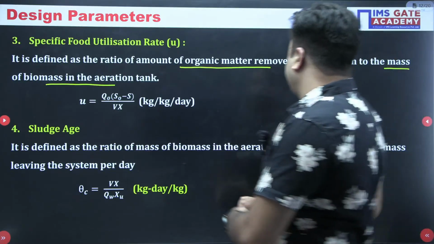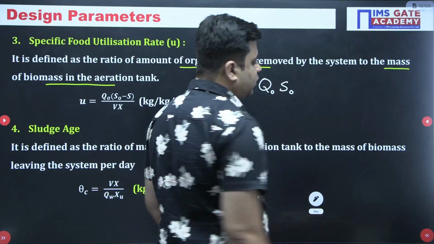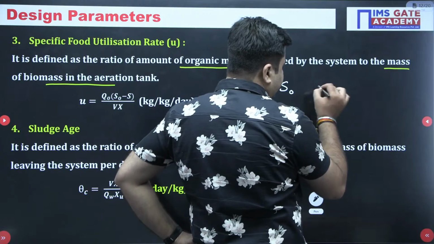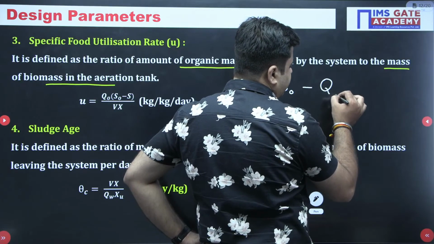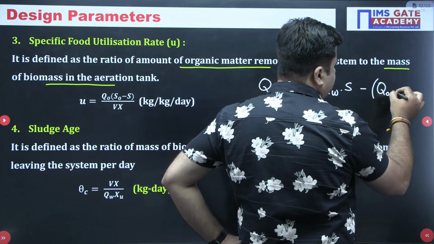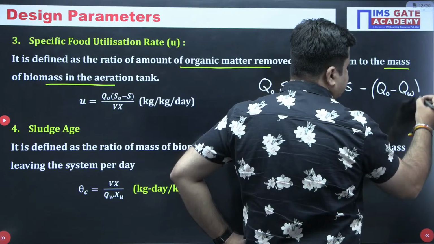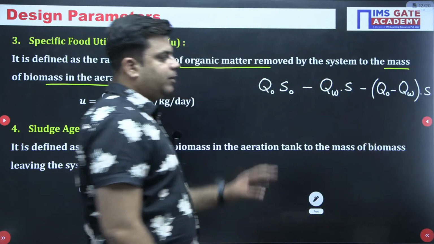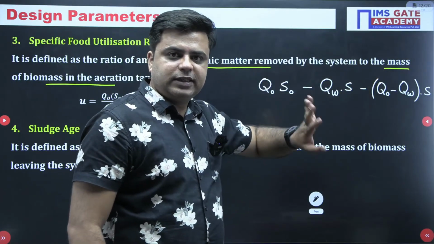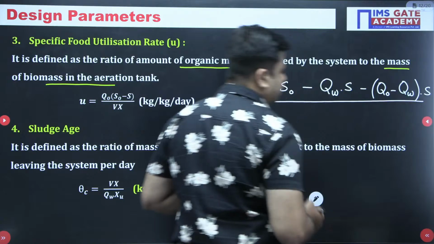So the total organic matter that is entering into the system is Q naught into S naught. This is the total organic matter that is entering into the system. The organic matter which is removed is minus QW into S minus (Q naught minus QW) into S. This is the amount of organic matter that is removed from the system. Entry minus exit is equal to the amount of organic matter that is removed from the system, divided by the mass of biomass present in the aeration tank.